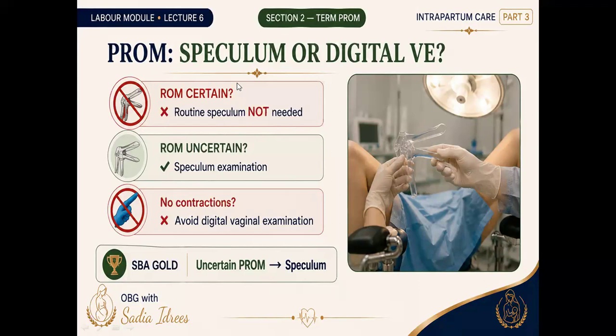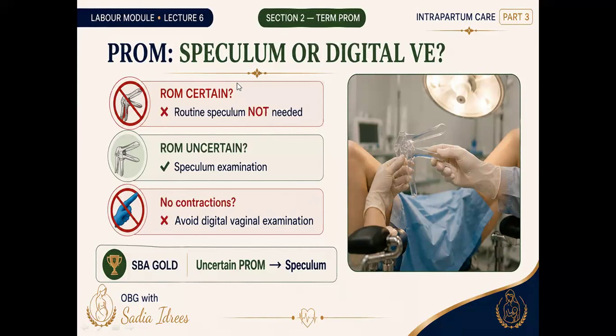But what if you are uncertain? She says, I felt a little wetness. I'm not sure whether it was urine or my waters. Now the diagnosis is uncertain. In that situation, perform a speculum examination to determine whether the membranes have ruptured. So remember, uncertain pre-labor rupture of membranes, then perform the speculum examination.